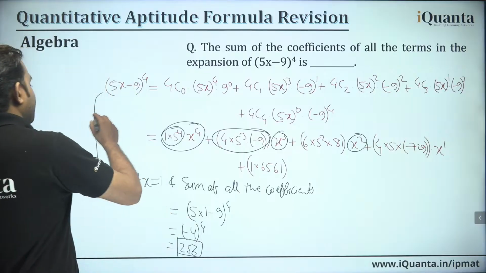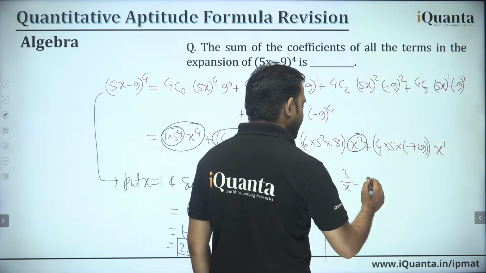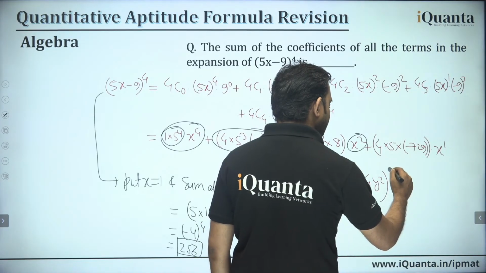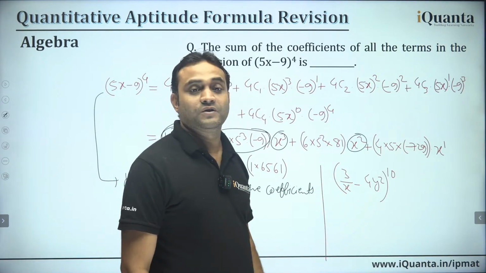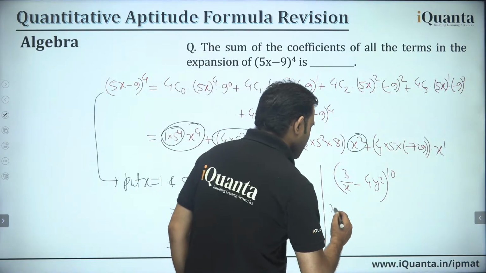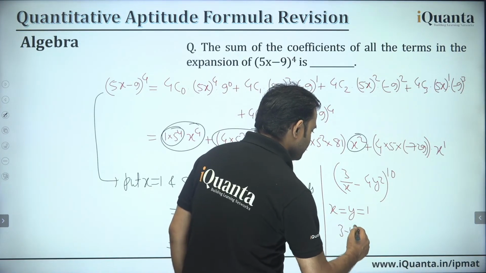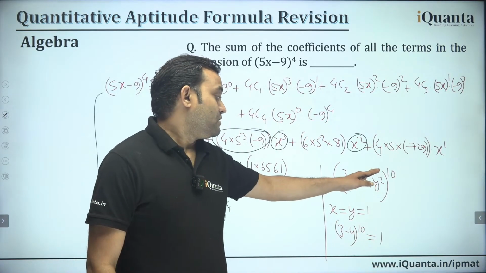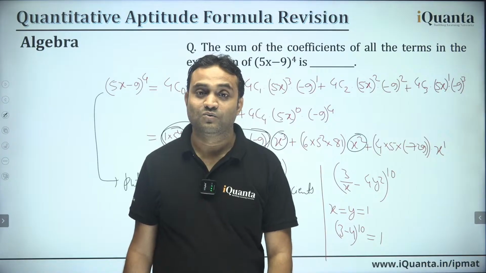For example, if I need to find the sum of all the coefficients in (3 by x minus 4y square) to the power, let's say 10, what will be the sum of coefficients of all the terms of the expansion of this binomial expression? So put x is equal to y is equal to 1. What do you get? 3 minus 4 to the power 10, which is equal to 1. So the sum of all the coefficients of all the 11 terms of this binomial expansion will be equal to 1.